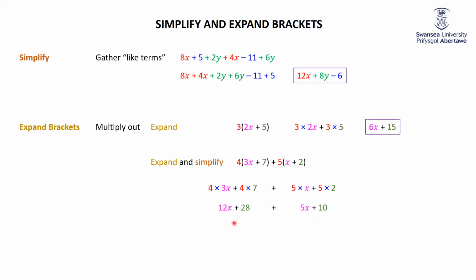Now we'll simplify because we've got some x's, we've got some numbers, put them together, and we get 17x plus 38. So simplify just means get all the same things together, kind of organize, if you like, your mathematical expression. And expand brackets, you've got something in brackets, something outside, multiply everything inside by everything outside.